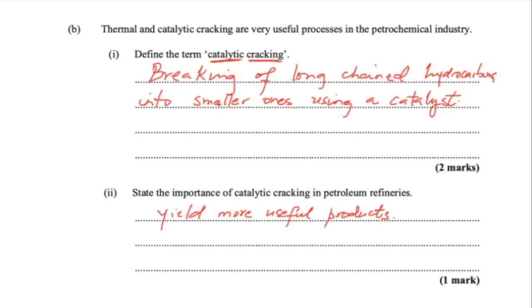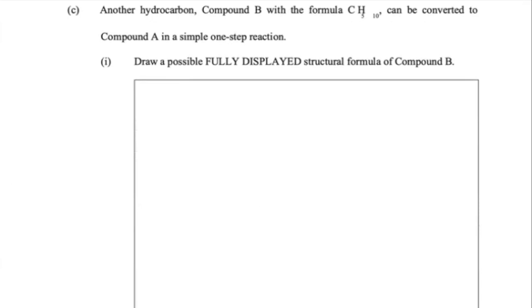Let's look at the other part. So they're saying, we're going to fix that. That's C5H10. Another hydrocarbon compound B with the formula C5H10 can be converted to compound A in a simple one-step reaction. Draw a fully displayed structural formula of compound B. So compound B has the formula C5H10.